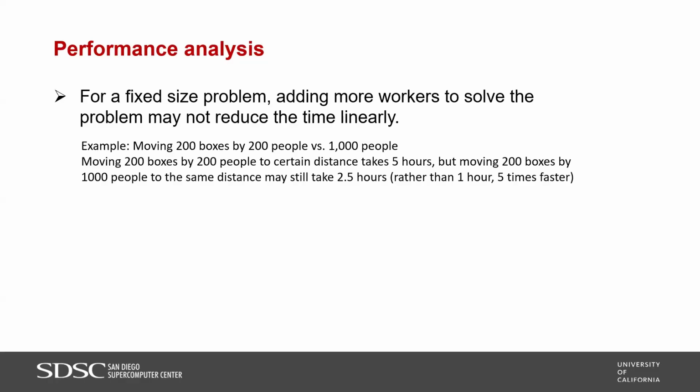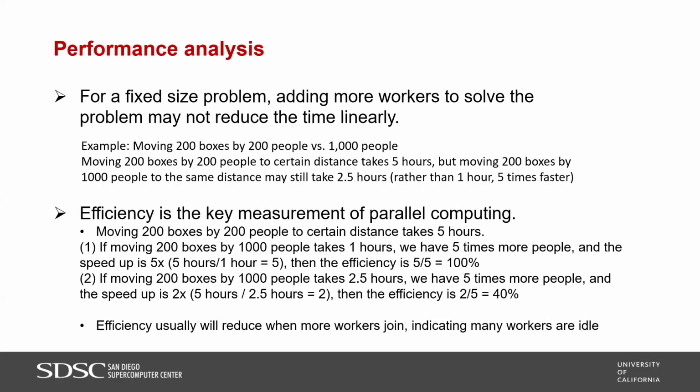So that makes us measure how good the performance is in terms of efficiency. So efficiency is the key measurement of parallel computing. We still use the same box moving as the example. If moving 200 boxes by 200 people takes 5 hours, and if using 1,000 people, it takes 1 hour.